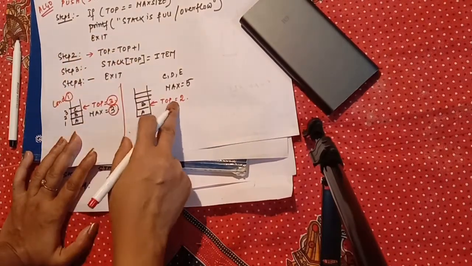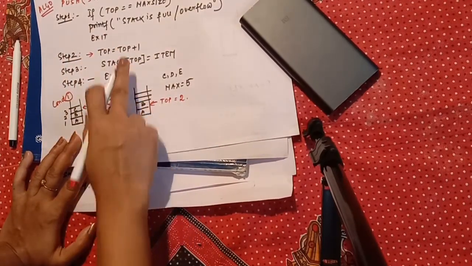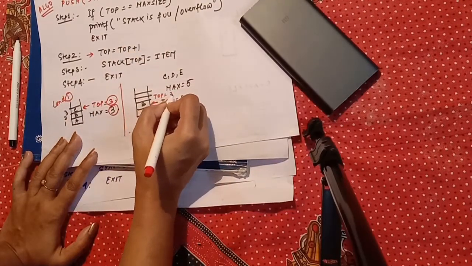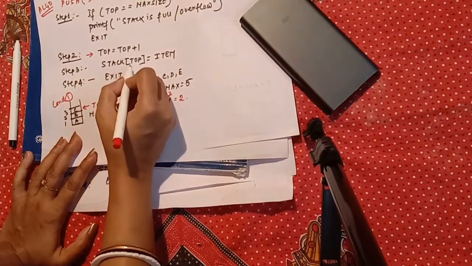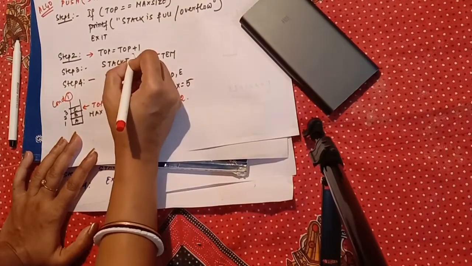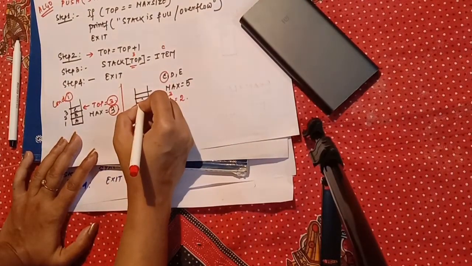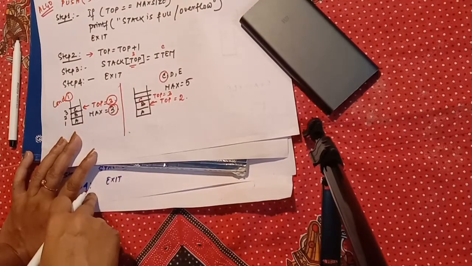Here you have to increase the value of top by 1, that is top equals top plus 1. So now the value of top is equal to 3. Now stack of top, what is the value of top? That is 3. Stack of 3 equals item. What is that item? That is C. So at this position we will insert the value C.